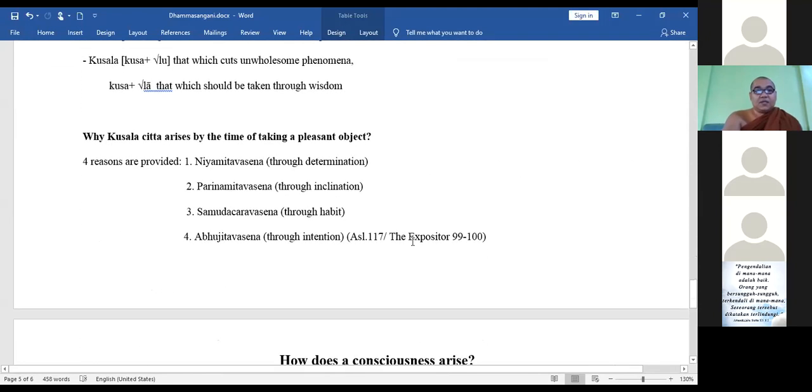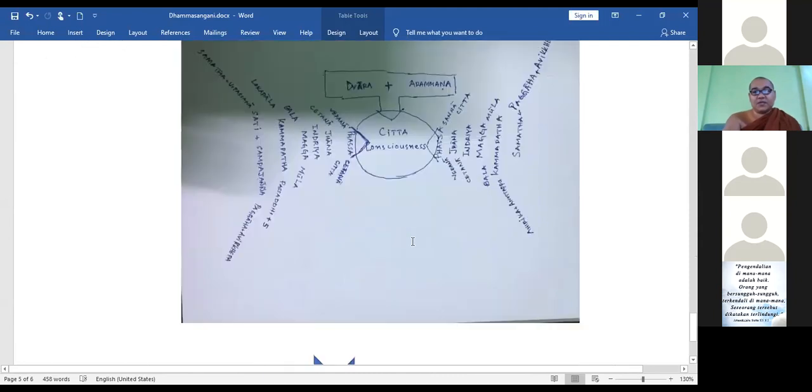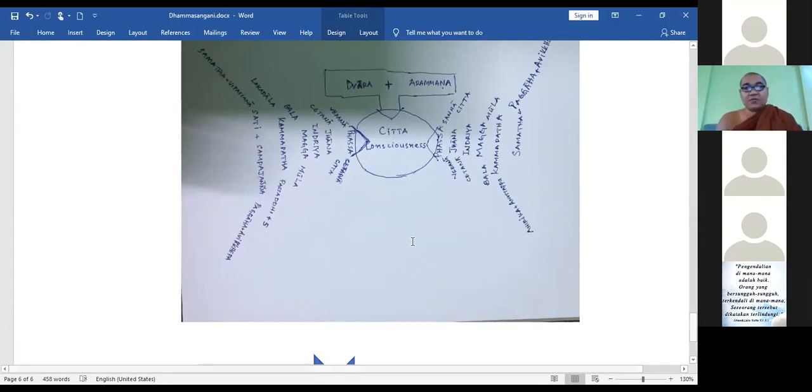If you are not clear, then we go on to how a consciousness arises. In the very first paragraph of the Dhammasangani, there you can see: Katame dhamma kusala? Yasmim samaye kamavacaram kusalam cittam uppannam hoti.